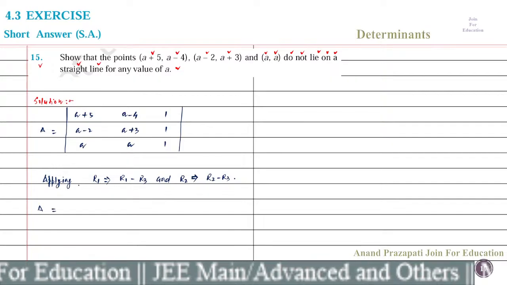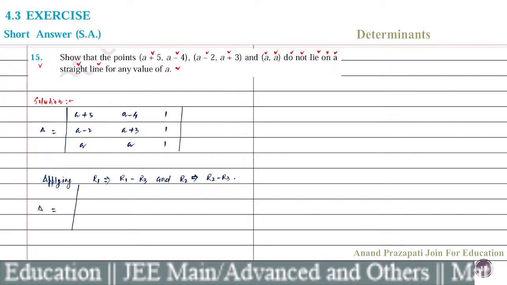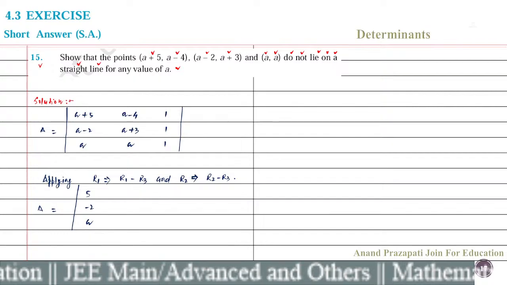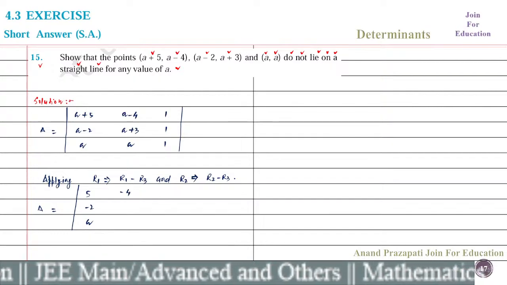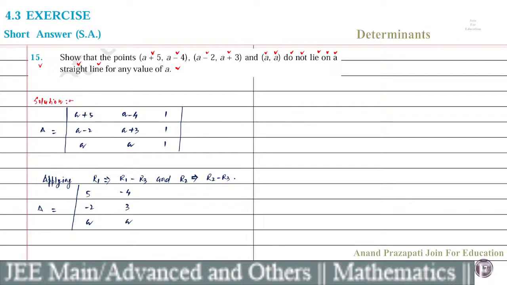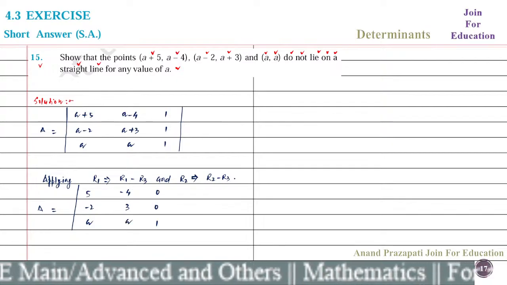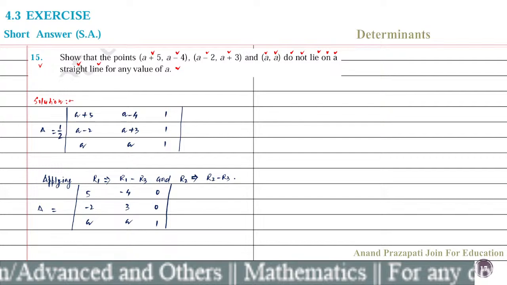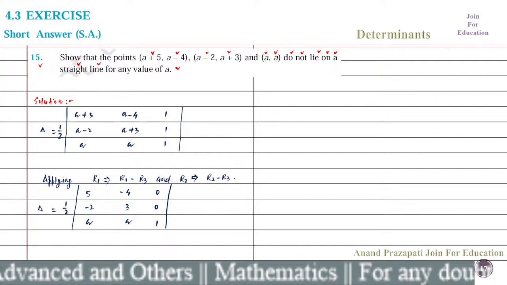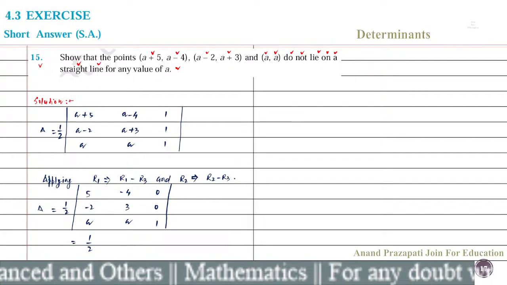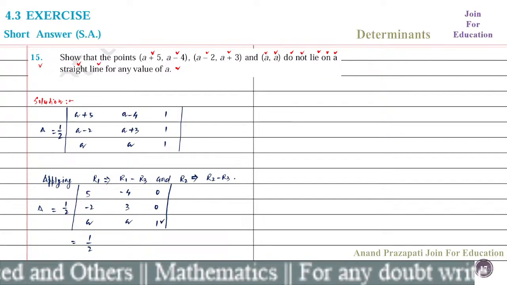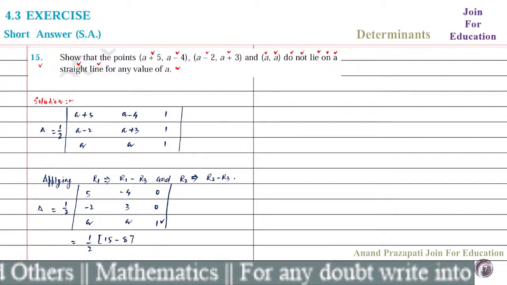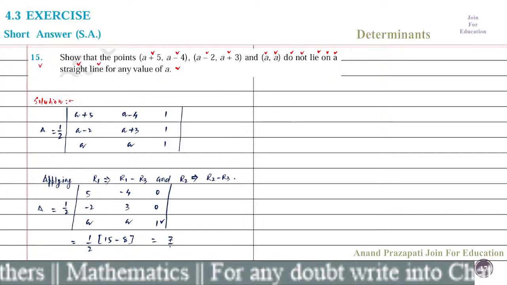Therefore here the determinant will be equal to, we write down here, 5, minus 2, and this is the a, this is the minus 4, and this is the 3, and this is the a. This one will be 0, 0 and 1, and we write down here 1 by 2. So here it will be equal to 1 by 2, and we consider this one. So here it will be 15 minus 8, equal to 7 by 2.